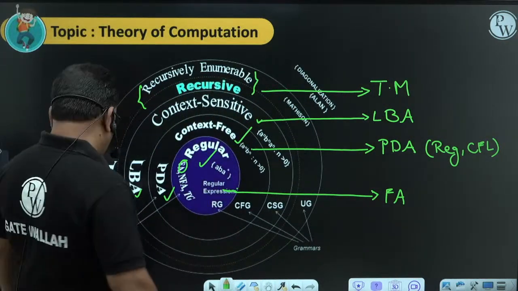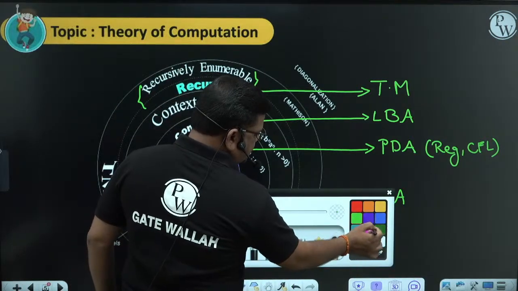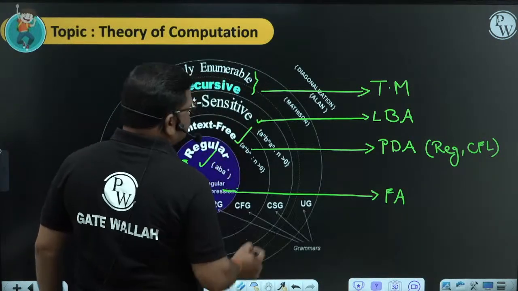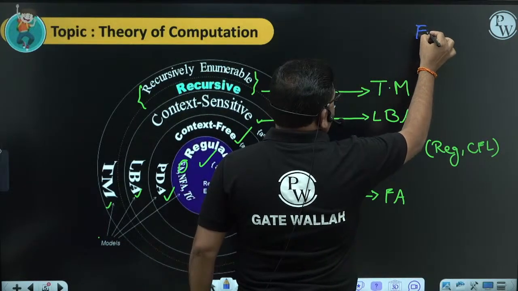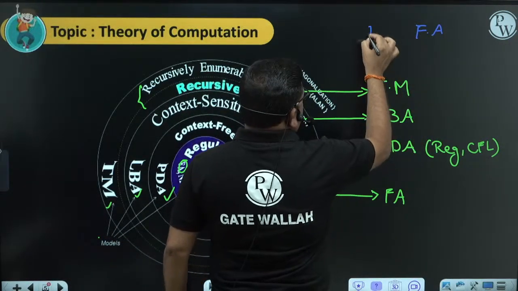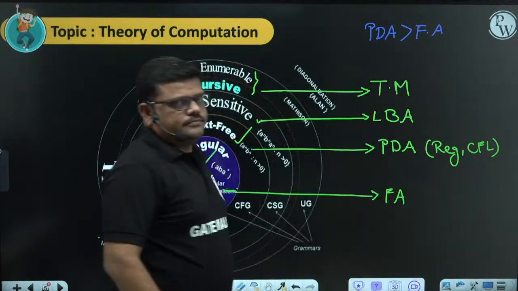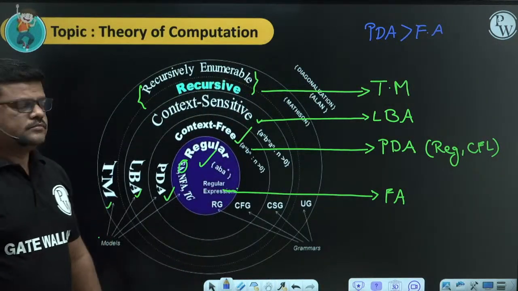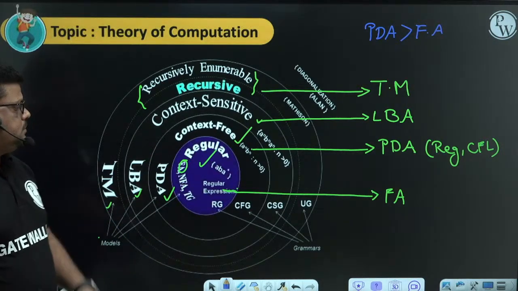That's why, if I want to give the power relation out of finite automata and PDA, PDA is more powerful. Out of finite automata and push down automata, push down automata is more powerful.